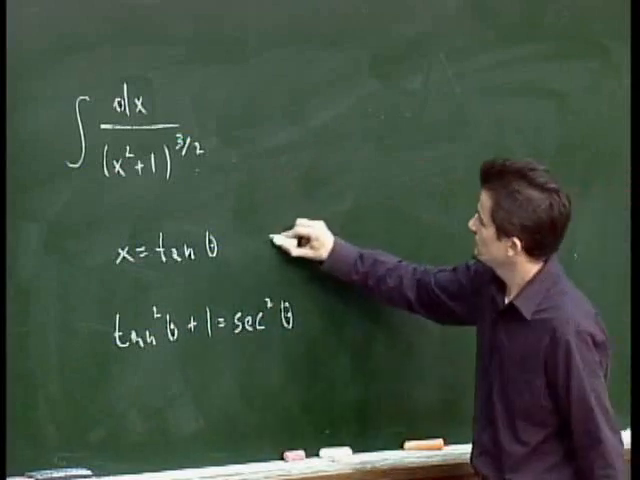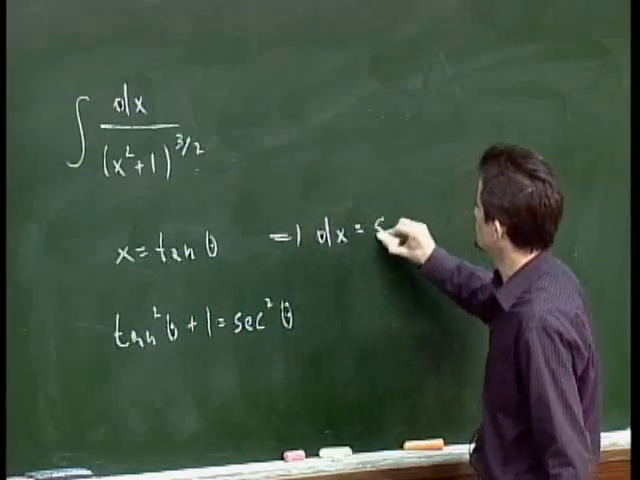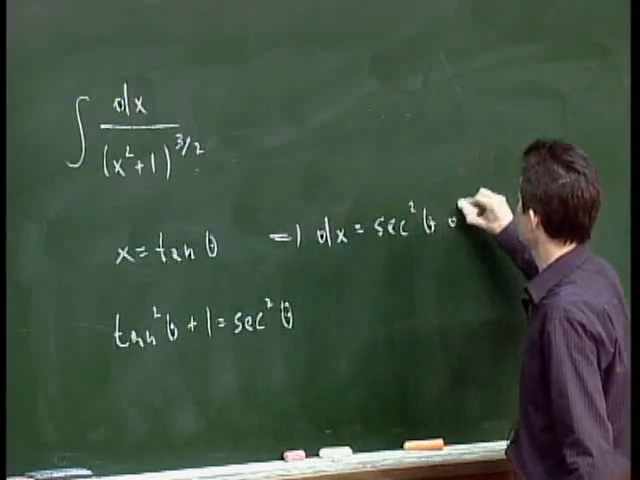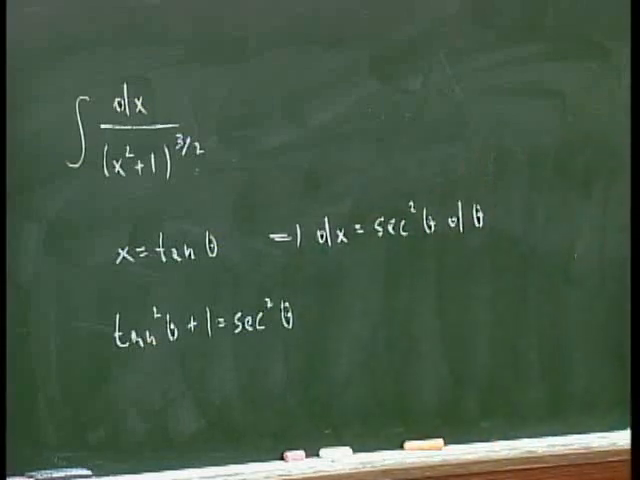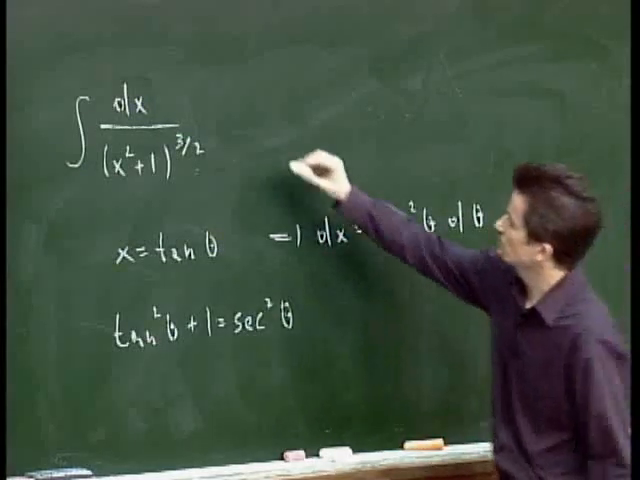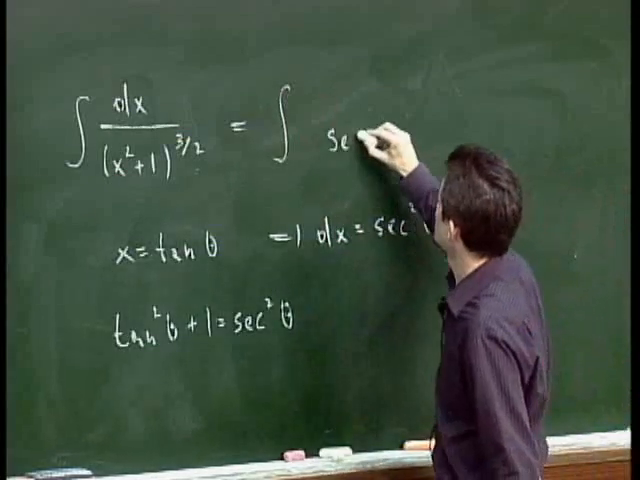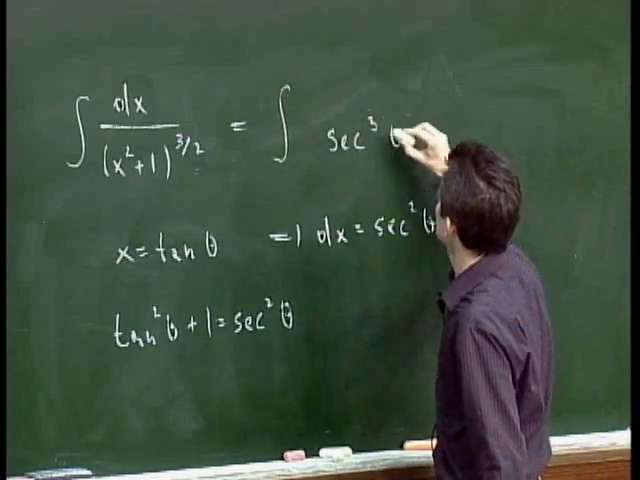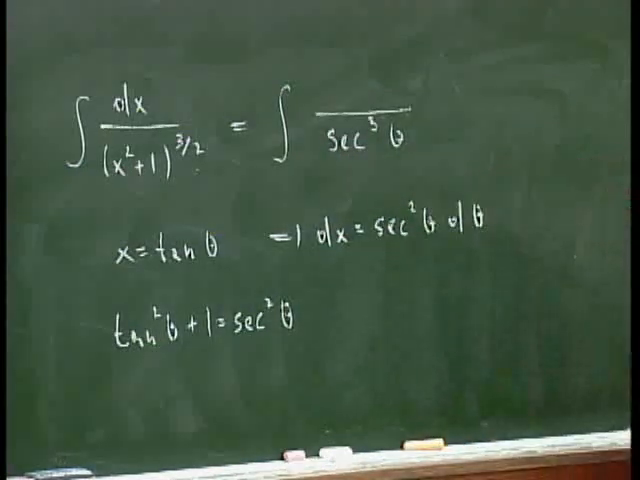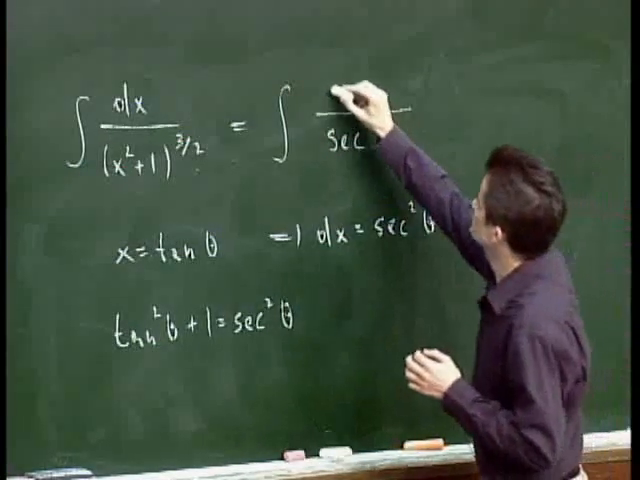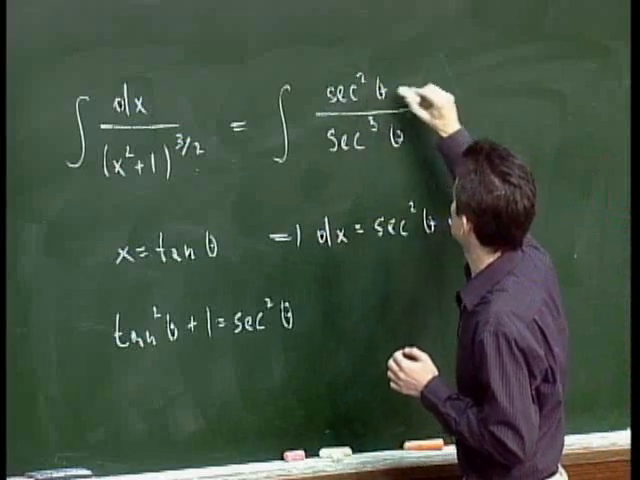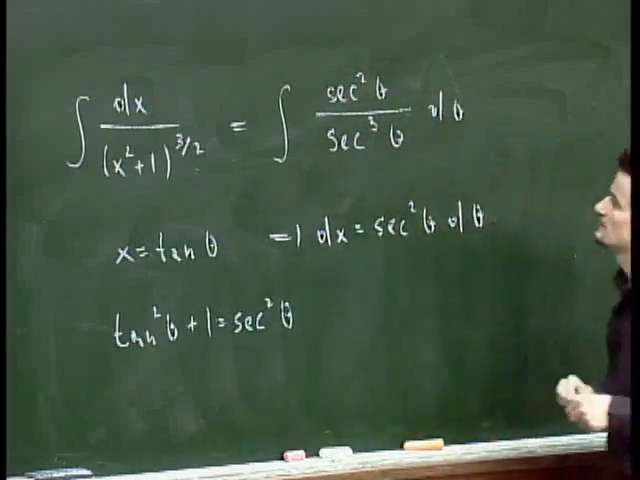Also, dx is equal to secant squared of theta d theta. Okay, so you plug this in. So what do we get? Here we have secant cubed of theta, and in the numerator we have secant squared of theta d theta.